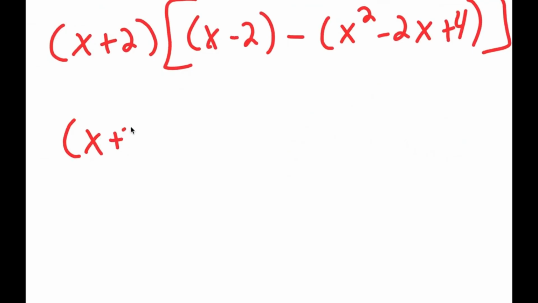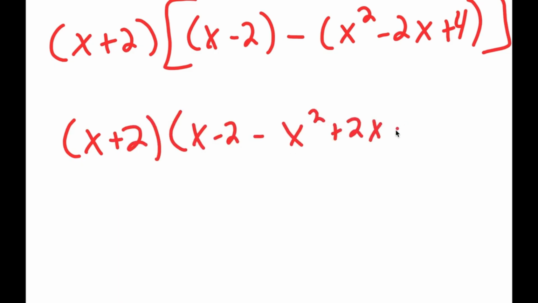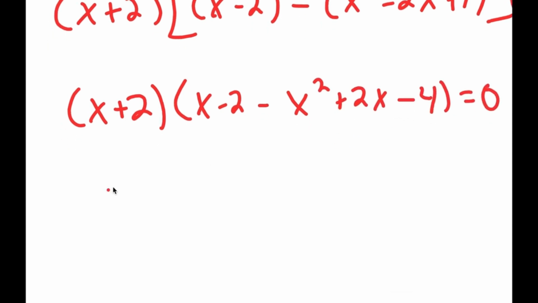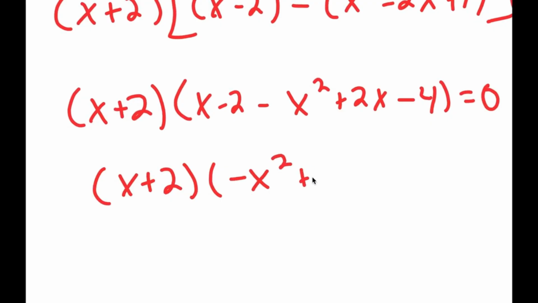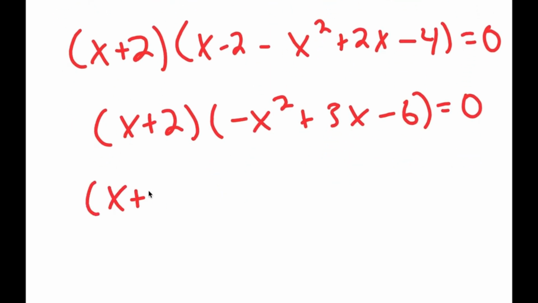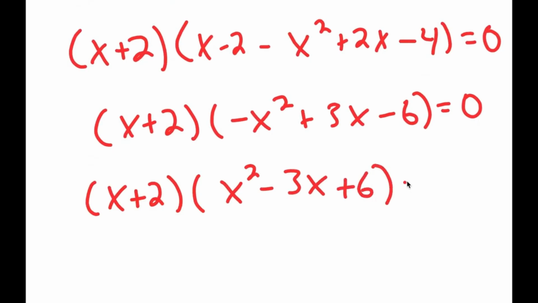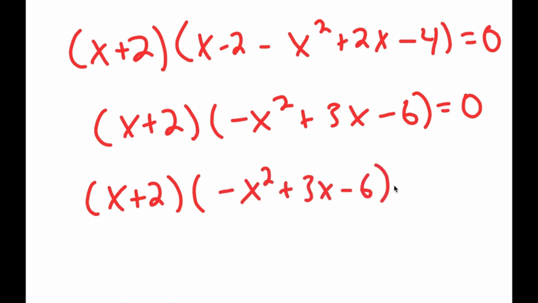And this turns into x plus 2 times x minus 2 minus x squared plus 2x minus 4 is equal to 0, which equals x plus 2 times negative x squared plus 3x minus 6 is equal to 0. Sorry, this is still negative x squared plus 3x minus 6 is equal to 0.